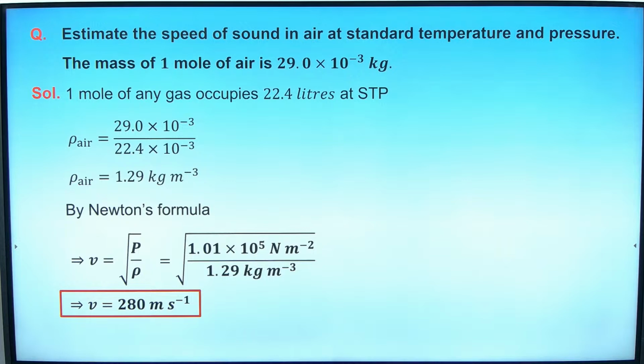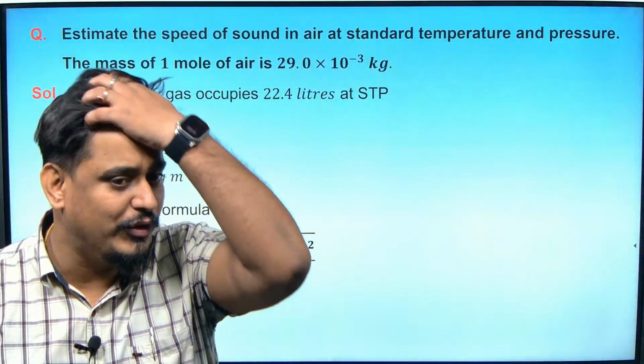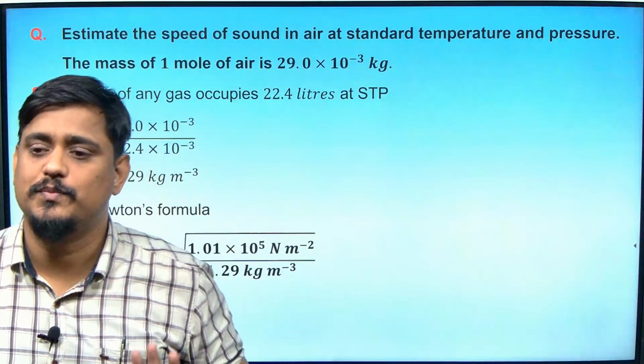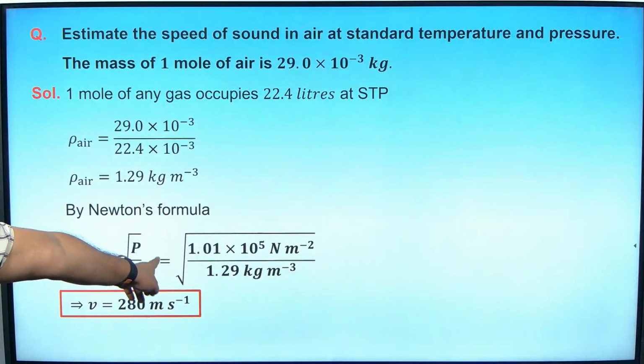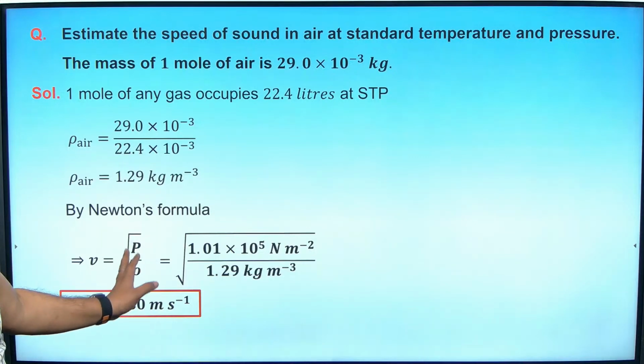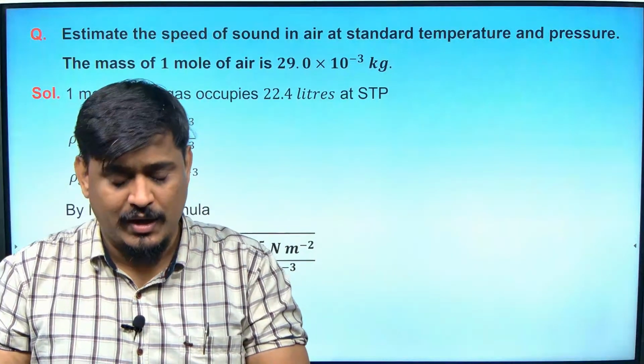So if it is 280 meter per second, definitely it is not the real value of sound's velocity in air. It means there is some issue with Newton's formula. Newton has told the formula of velocity as root over pressure by density, which is not true. How we came to know? By this only we came to know. When we found the velocity of sound in air, we identified that it is not coming around 330 meter per second, and we concluded there is some issue. What we did after that? After that, we applied a correction called Laplace correction.